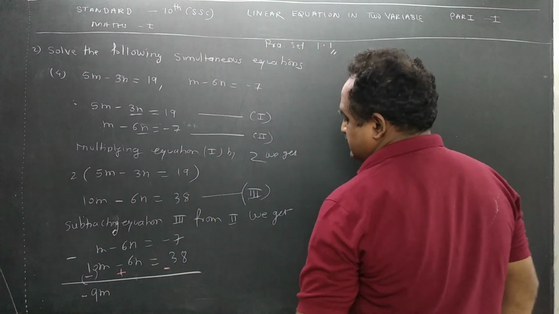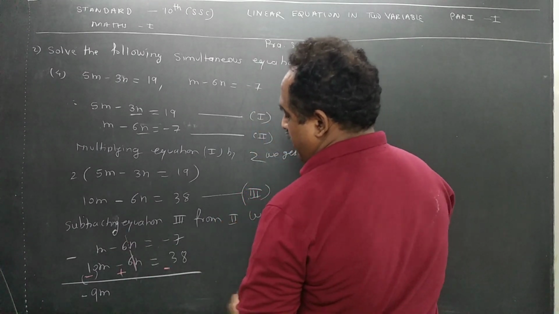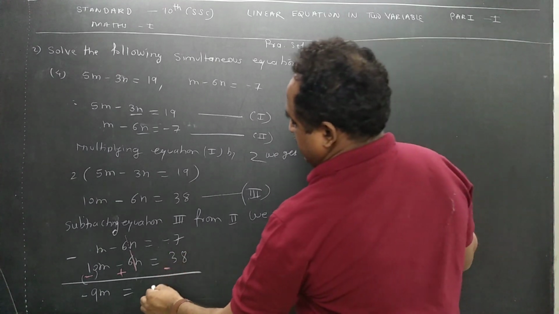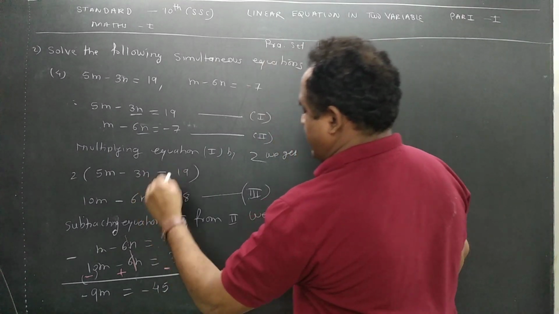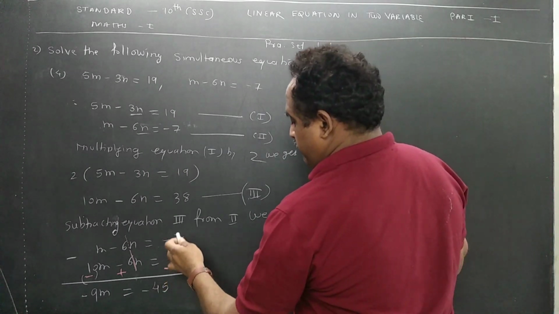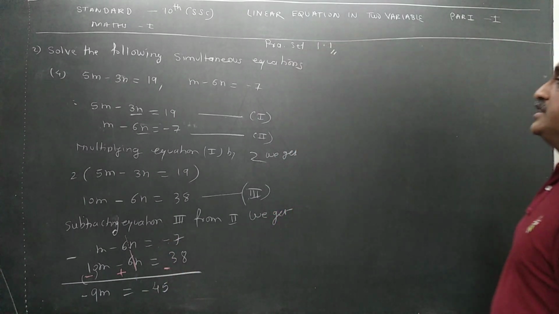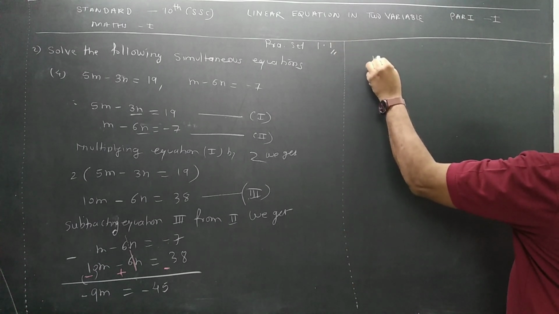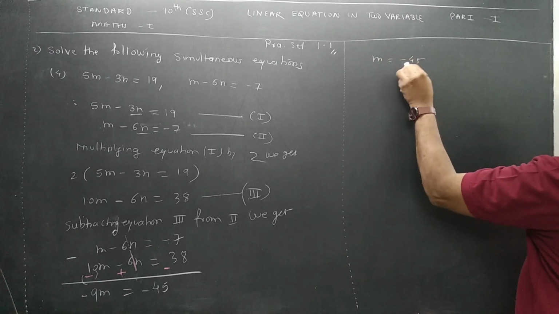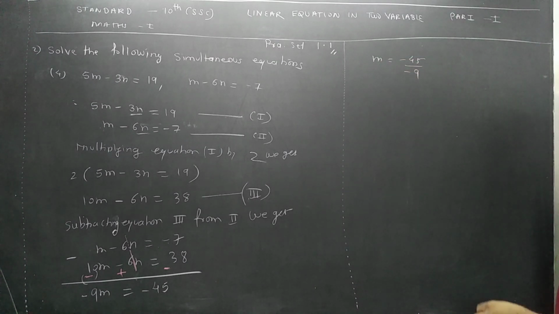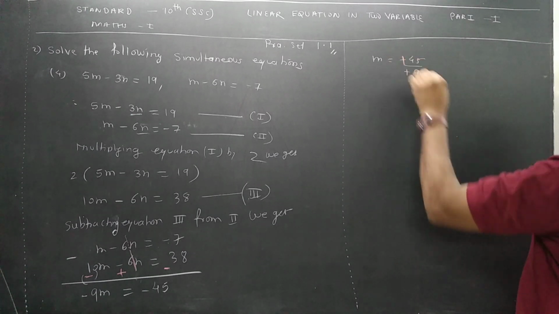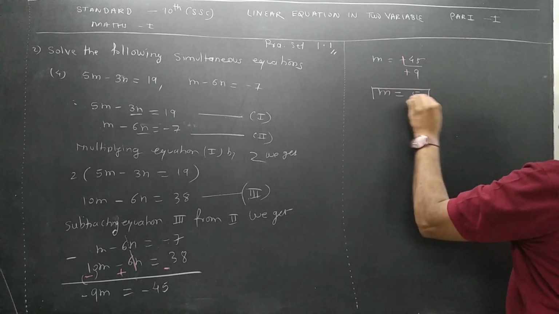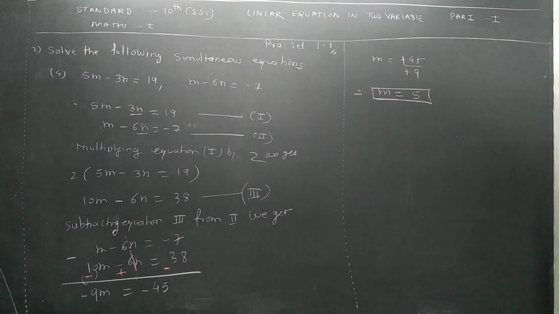Here, 6 and 6 get cancelled. Now again, minus minus plus. So this becomes minus 45. Sorry, minus 45. So what did you get now? m is equal to minus 45 by minus 9. We are going to change the sign of it, and we get the value of m is equal to 5. 9 5s are 45. Now we are going to substitute.